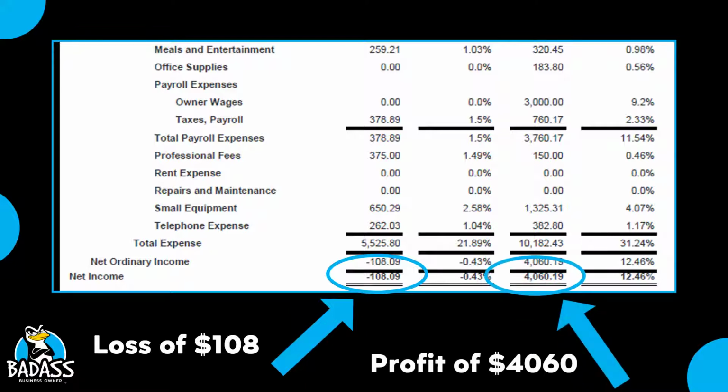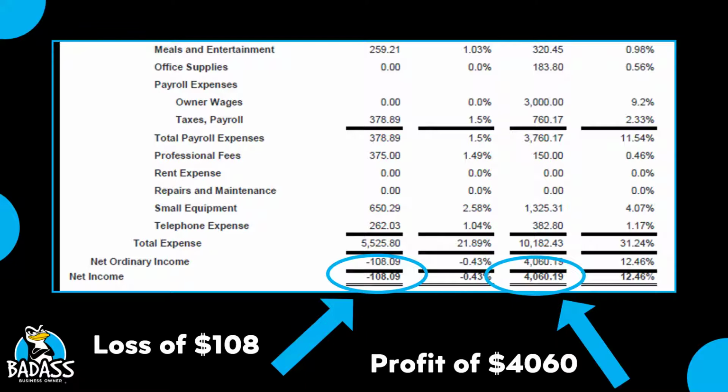But you're going to notice by the next month, he had a fantastic month, even though he ran some higher numbers. Even if you look just above, his expenses were double what they were, but he still was able to put $4,000 to the bottom line, which means he had to make up some of those sales. But profit wise, you can see the difference from a loss to a profit.